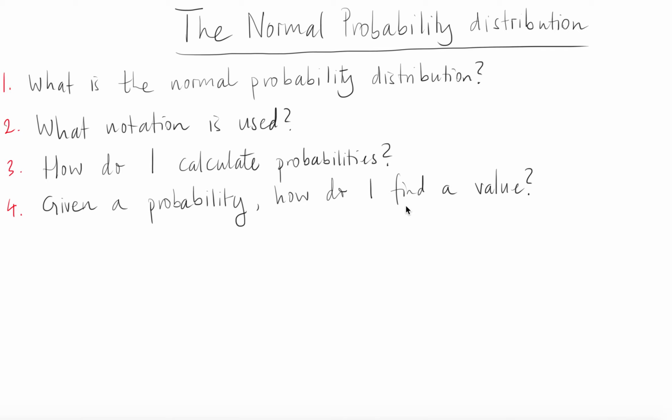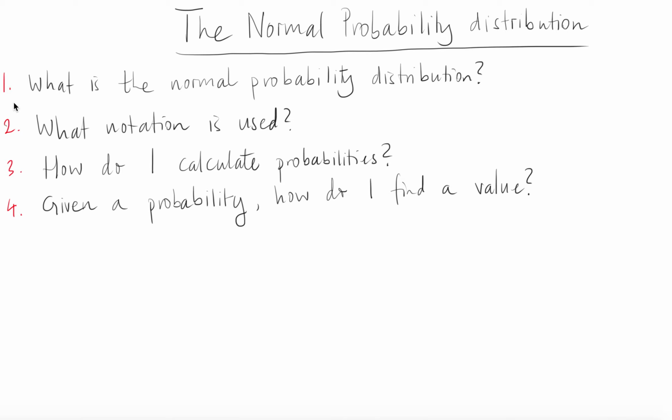Okay, in this film I'm going to talk about the normal probability distribution. We've already talked about the binomial probability distribution. This is another type of probability distribution which you need to know about and can calculate probabilities for.